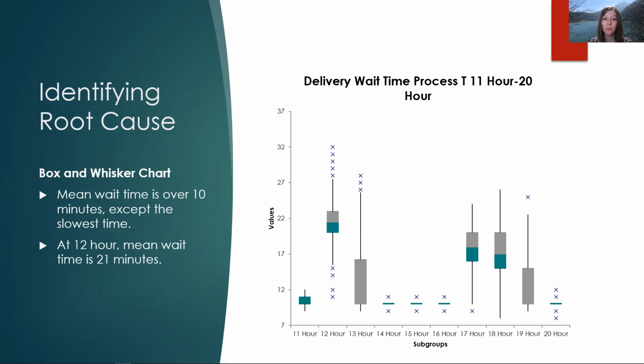Looking at this box and whisker chart really helped us to identify that the mean is only hitting that 10-minute expectation time during those slow hours. As soon as it gets busy, then we are over that. On the high peak times, such as the 12 o'clock hour, we are hitting a mean or average of 21 minutes and sometimes even higher than that, which really can help us see why we're having so many struggles with customer complaints and dissatisfaction.